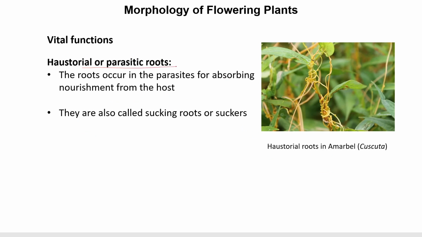Haustorial or parasitic roots. These roots occur in the parasites for absorbing nourishment from the host. So what happens? The examples are Amarbel, Cuscuta. They get a haustoria-like structure that penetrates deep inside the tissue of the host and absorbs the nourishment. So they are called sucking roots or suckers. Okay.